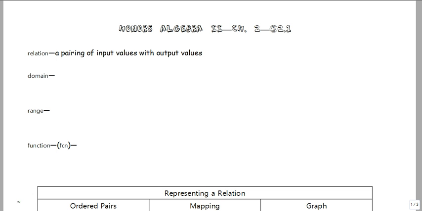In any case, let's start off by talking about a relation. I already gave you the information for that. It's a pairing of input values, so values you're putting in, to output values, values you're getting out. Alright, so the next thing we want to talk about is domain and range. Our domain is usually what you are inputting, so it's our input value. And then our range would be our output value.